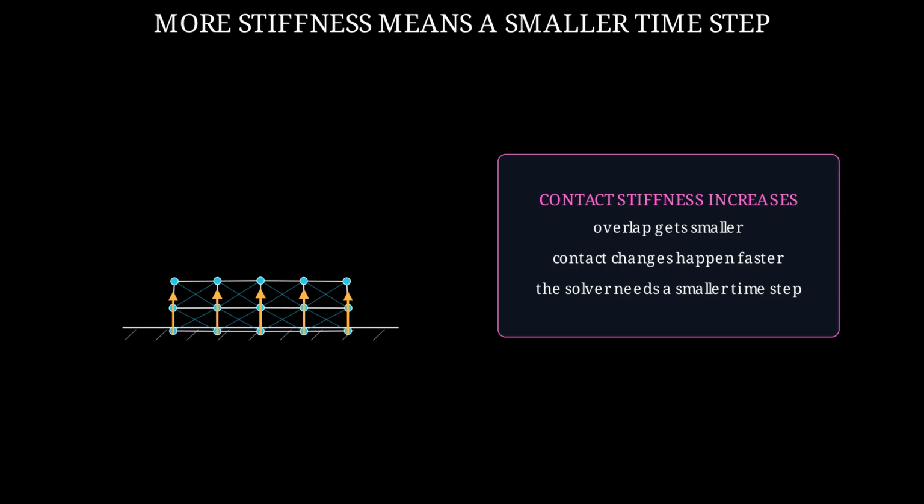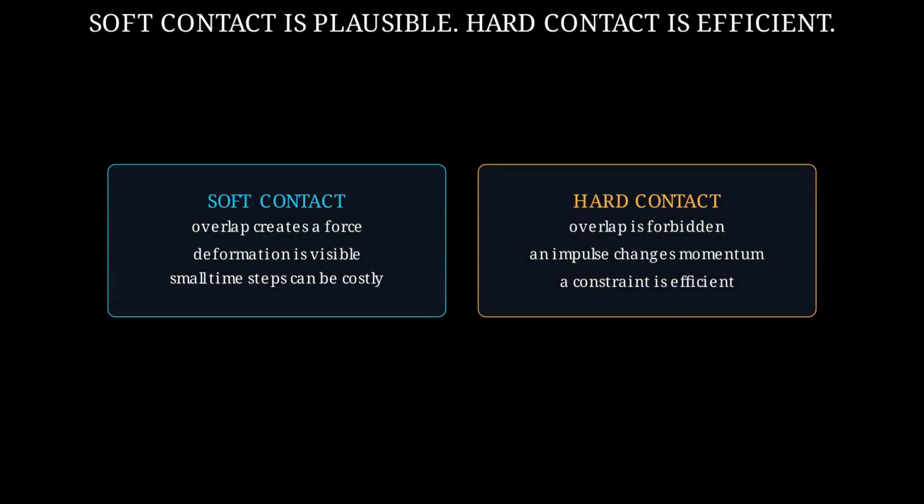Increasing the contact stiffness makes the overlap smaller, but it also makes the contact motion faster. The time step must become smaller to resolve that fast motion, so very stiff soft contact can be computationally expensive. The two contact models answer the same physical need in different ways. Soft contact keeps a small deformation and pays for many small time steps. Hard contact forbids overlap, applies an impulse during impact, and solves a constraint during continued contact. The hard model is an efficient approximation, not a claim that real solids are perfectly rigid.